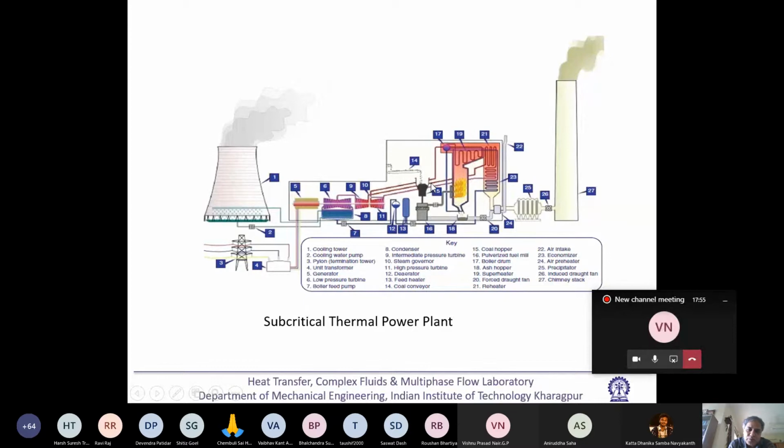So more than that, what will be there? There is another very important system that is called the coal handling system. So coal will come and that will be fed continuously to the boiler. So now let me relate the systems.